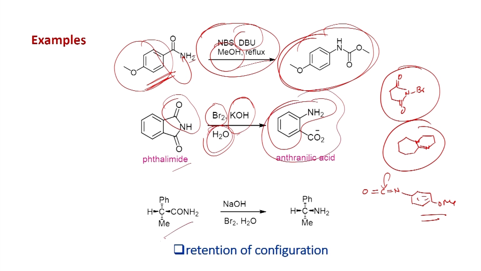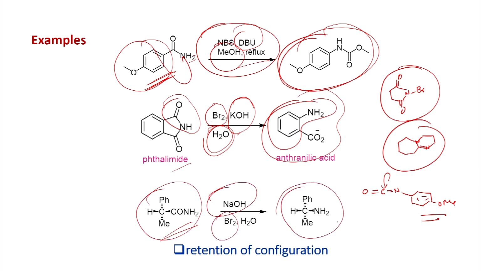Now let us look at this amide. It has a chiral center. When you react this optically active one with aqueous sodium hydroxide in the presence of bromine, you will be able to form this amine with retention of configuration. As you can see here, the chiral center is intact under these conditions. So just rearrangement takes place, and this undergoes migration, and you will be able to get this amine as the product.